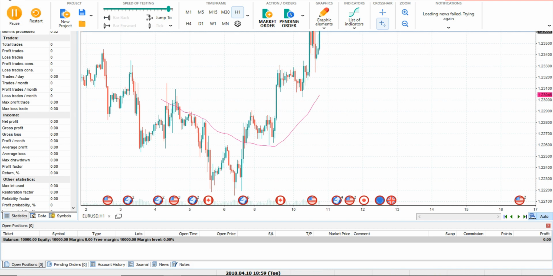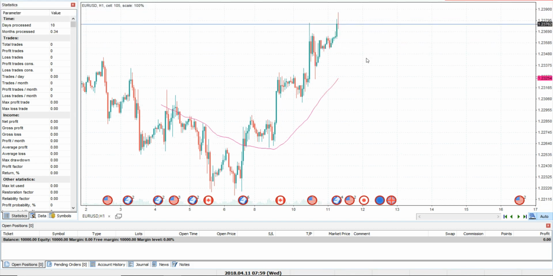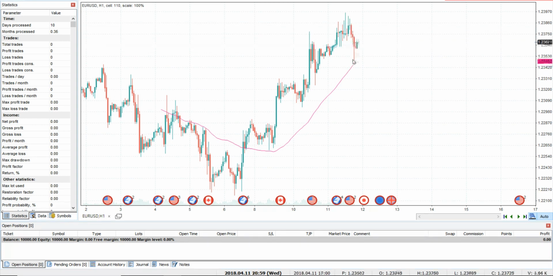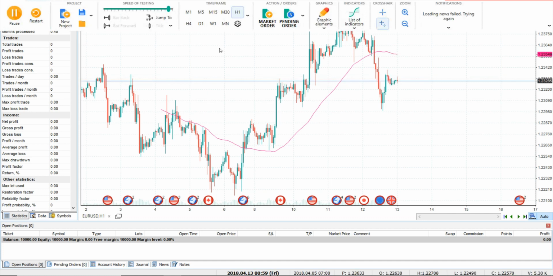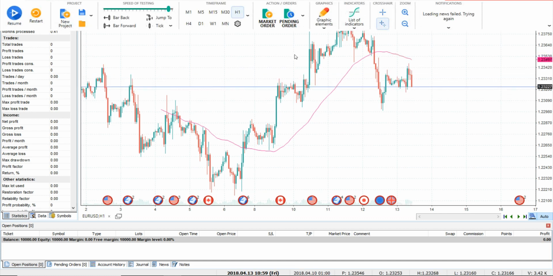So if I just click resume for a second, you can see what the Forex Tester 6 is doing. Now, because I've set it to be very quick, it's doing it really, really at a fast pace. If I pause it, you can see what it does is it stops the market where it is. So that gives you the opportunity now to make a decision on how you would trade this market.